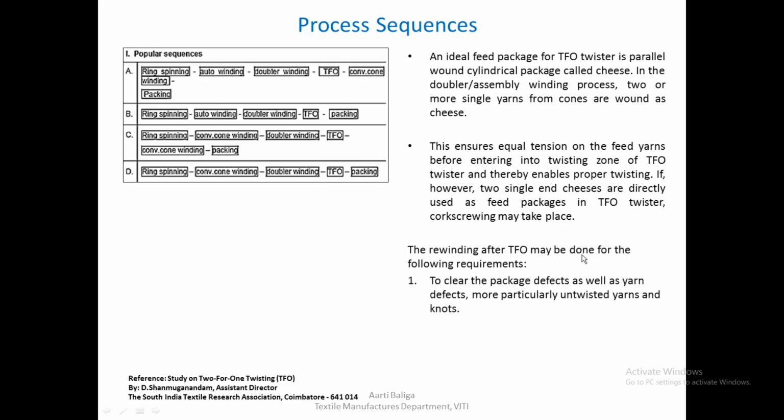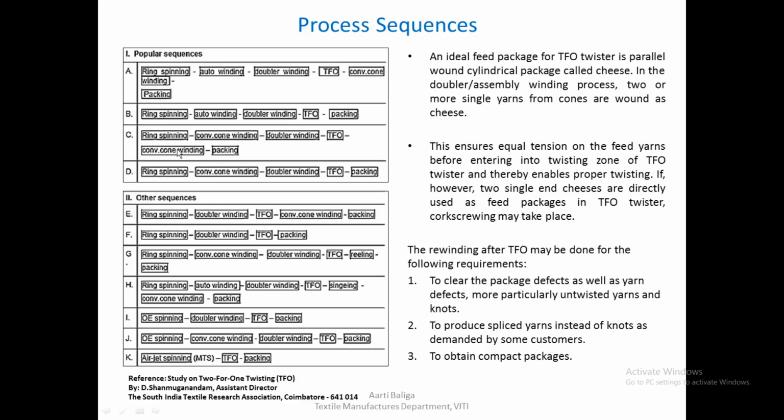The rewinding after TFO may be done for the following requirements: to clear the package defects as well as yarn defects, more particularly untwisted yarns and knots, or to produce a spliced yarn instead of knots, as demanded by some customers. That is, this winding after TFO is done for these two reasons, or to obtain a compact package. Other sequences could be ring spinning, doubler winding, TFO, conventional cone winding, and packaging.